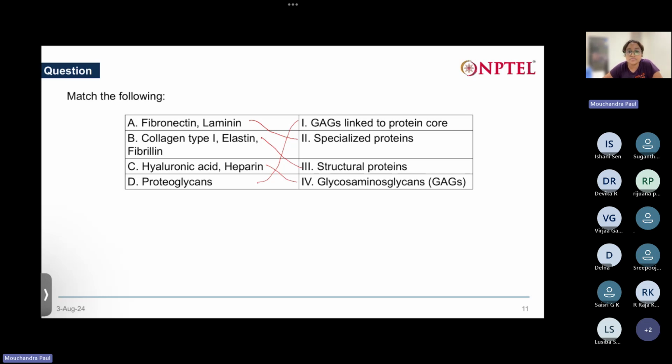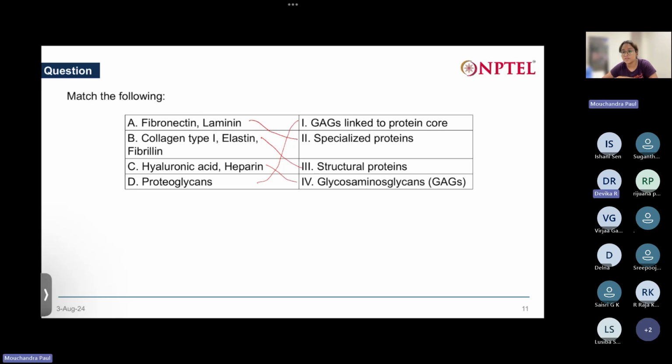Now, I would like to understand, it's good that you memorized, but what logic did you have in your mind while answering? Okay. So, first simple question. Why is fibronectin classified under specialized proteins, or why is laminin classified under specialized proteins? Anyone?